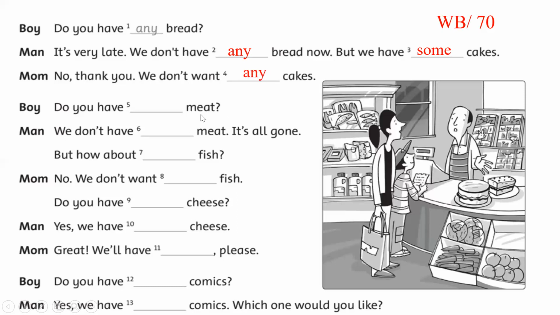The question, so use any. Do you have any meat? We don't have... This is negative, so this is any. We don't have any meat. It's gone. What does gone mean? Has happened.